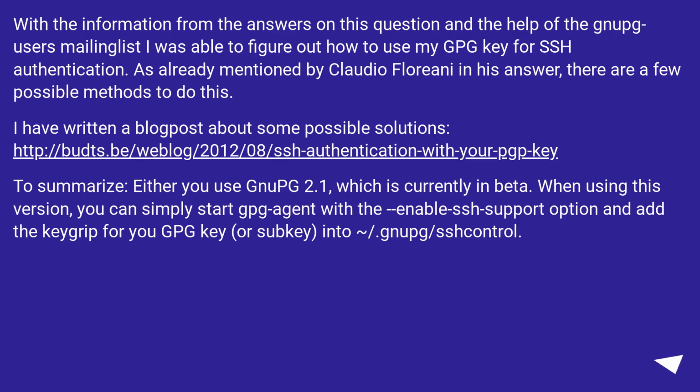With the information from the answers on this question and the help of the gnupg-users mailing list, I was able to figure out how to use my GPG key for SSH authentication. As already mentioned by Claudio Floriani in his answer, there are a few possible methods to do this. I have written a blog post about some possible solutions, at this URL. To summarize, either you use gnupg 2.1, which is currently in beta. When using this version, you can simply start GPG agent with the enable-ssh-support option and add the keygrip for your GPG key, or subkey, into ~/.gnupg/sshcontrol.